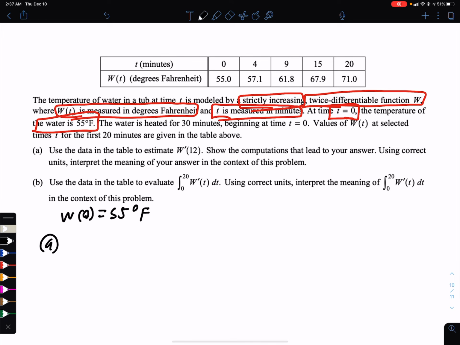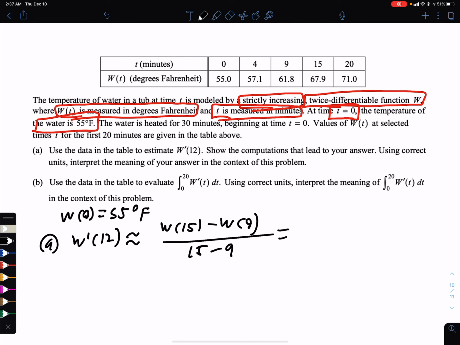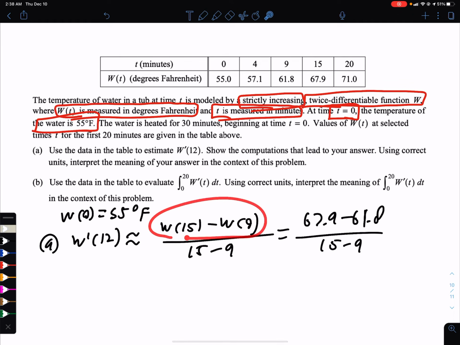So part A, you would say W prime of 12 is approximately, and we're going to find the slope between the 2 points around it. So it's going to be W at 15 minus W at 9 over 15 minus 9, which is 67.9 minus 61.8 over 15 minus 9. The units of W are degrees Fahrenheit, and the units of t are minutes, and that is the correct units.